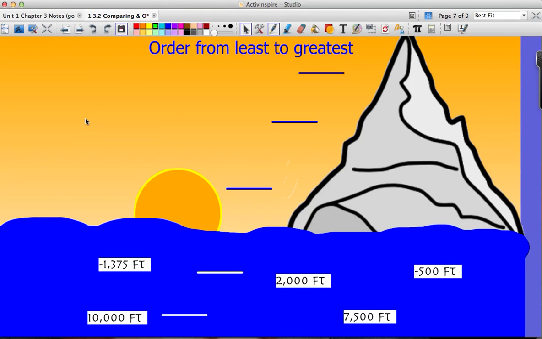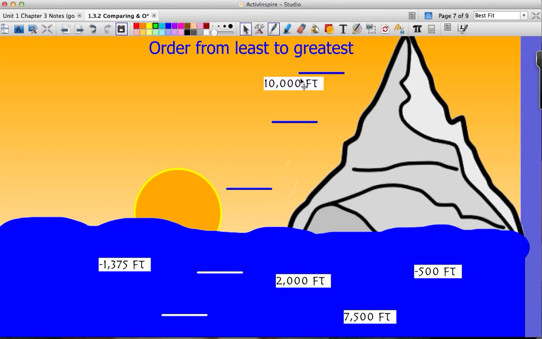All right, so let's take that a step further and take it on to looking at sea level. So here's the mountain and we have sea level. Sea level is always 0. I want you to take a minute and pause and take these elevations and put them in order from least to greatest. When you come back, we'll go over your answers.